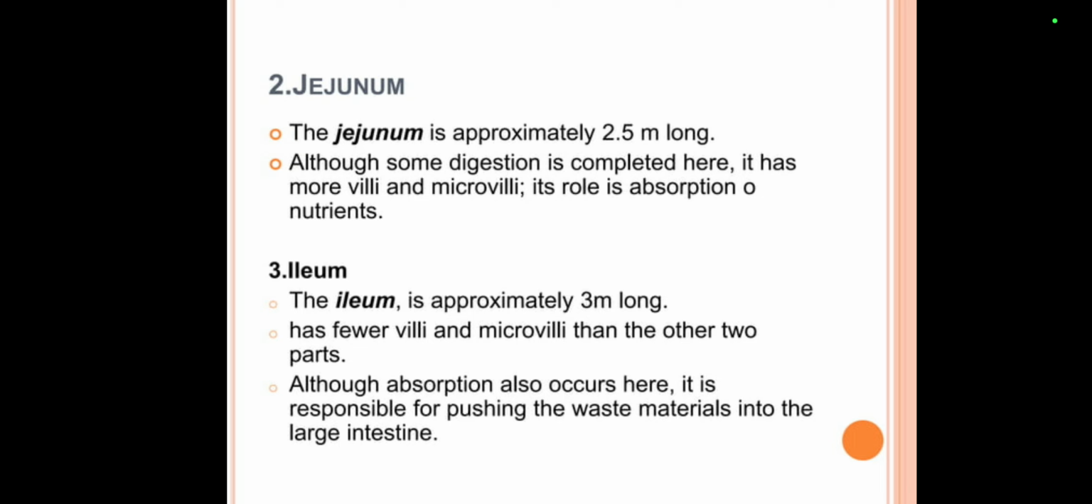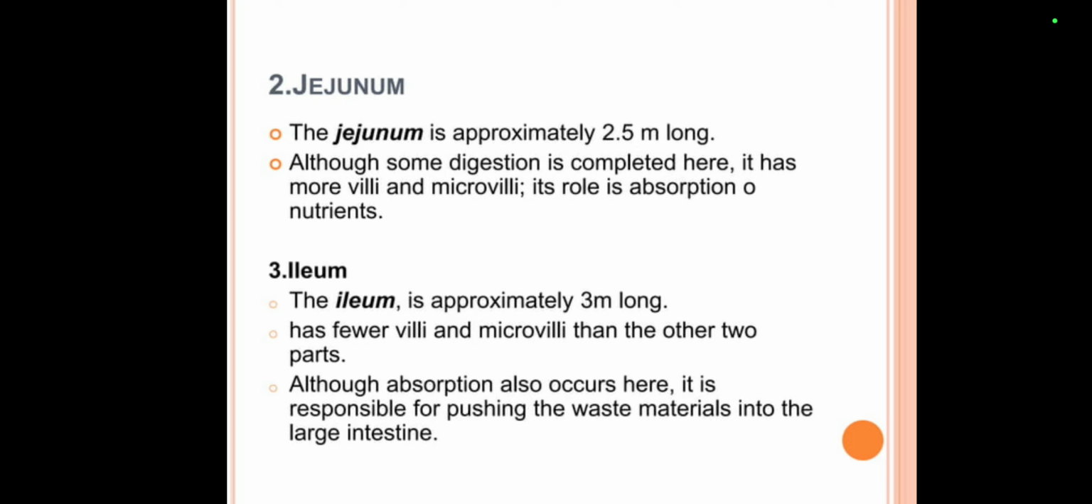And the last part is ileum. So ileum is approximately 3 m long. It is somewhat the same with the duodenum. It has fewer villi and microvilli. So the surface lining or the protection part of the ileum is much lesser than the jejunum and the duodenum. Although absorption also occurs here, it is responsible for pushing the waste materials into the large intestine.